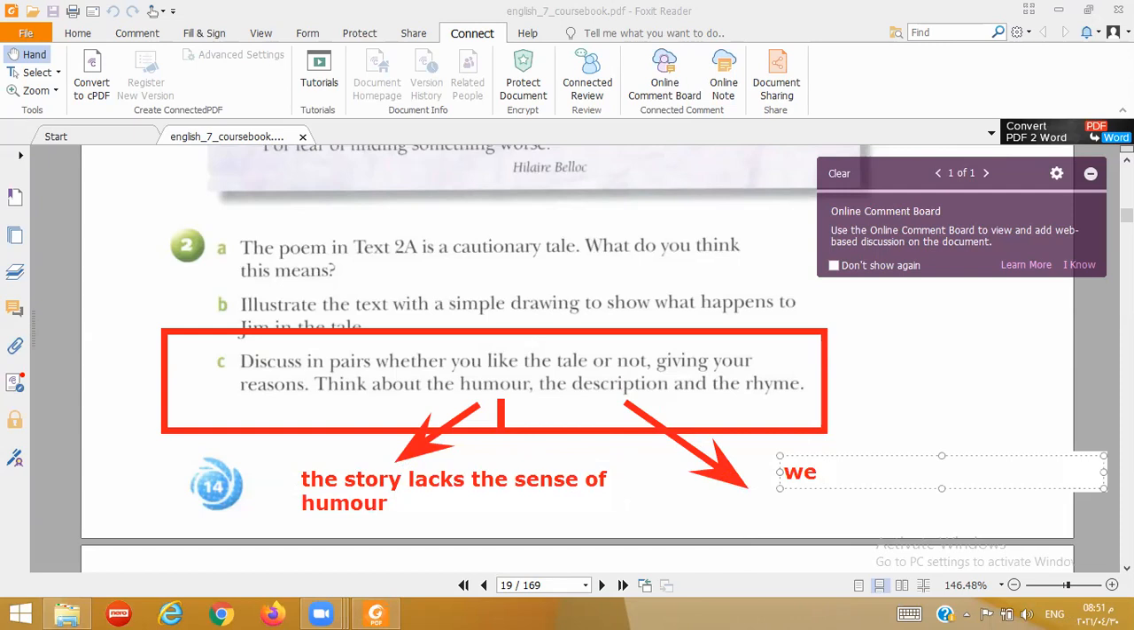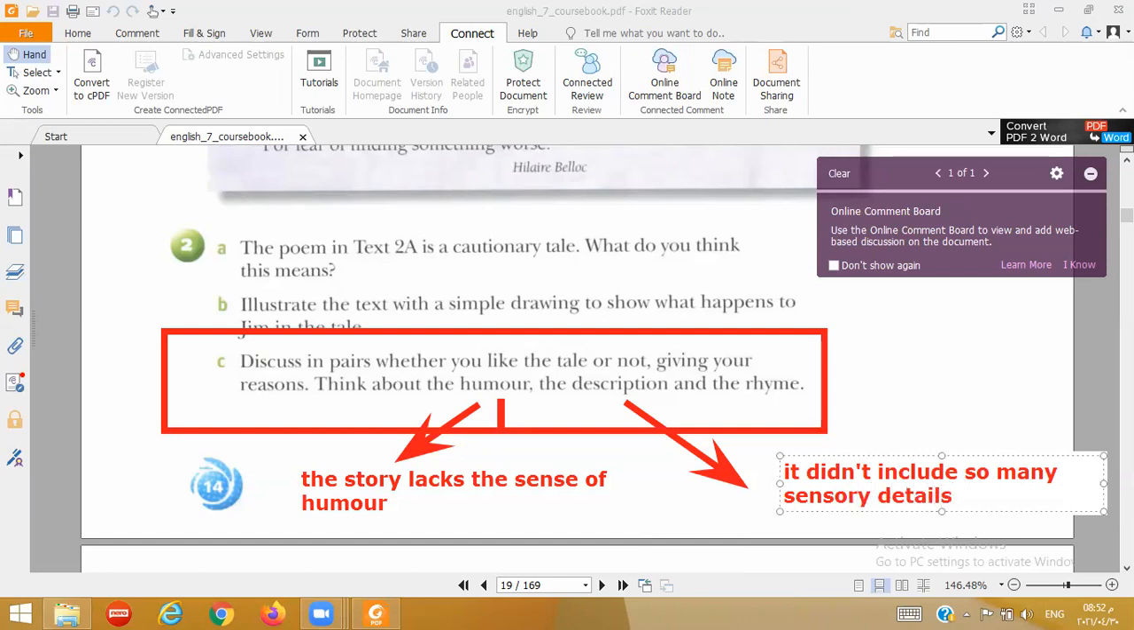Well, I didn't find so many sensory details, right? We didn't read, or it didn't include so many sensory details.